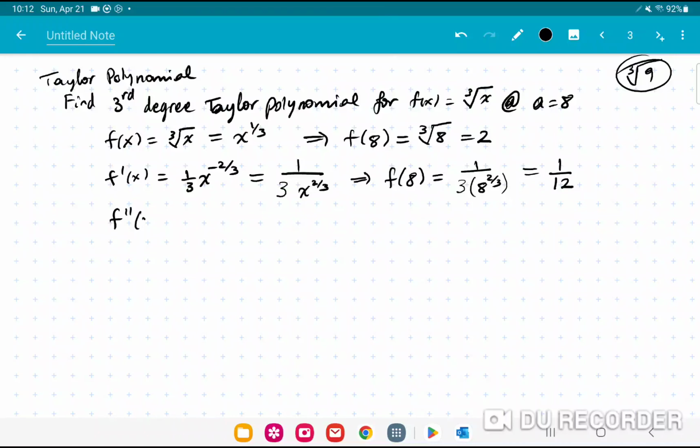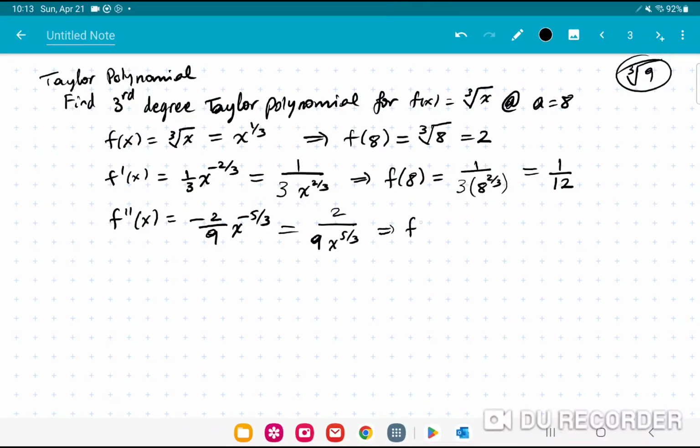F second derivative is minus 2/9 x to the power of minus 5/3. I'm just looking at this and doing the calculation in my head. I drop the exponent down to change this to minus 2/9, and then subtract 1 from the exponent. And if you simplify this, you get minus 2/9 x to the power of 5/3.